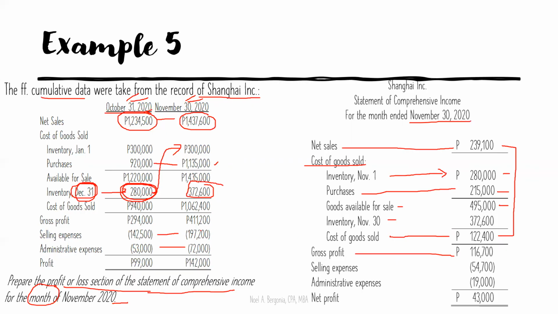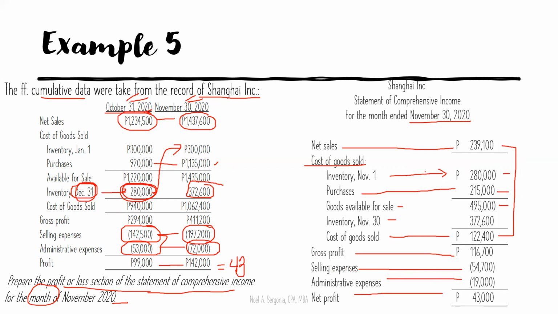Then as to selling expenses, I mentioned earlier that you check for the increase. The November 30 cumulative selling expense is 197,200, while the cumulative as of October 31 is 142,500. Deduct that, and it is equal to 54,700 related only to November. And then for the admin expense of November, again the increase, from the 72,000 and 53,000 difference, that is equal to 19,000, and the net profit is 43,000. Which is actually, if you check, 142 minus the previous 99,000, that is also 43,000.